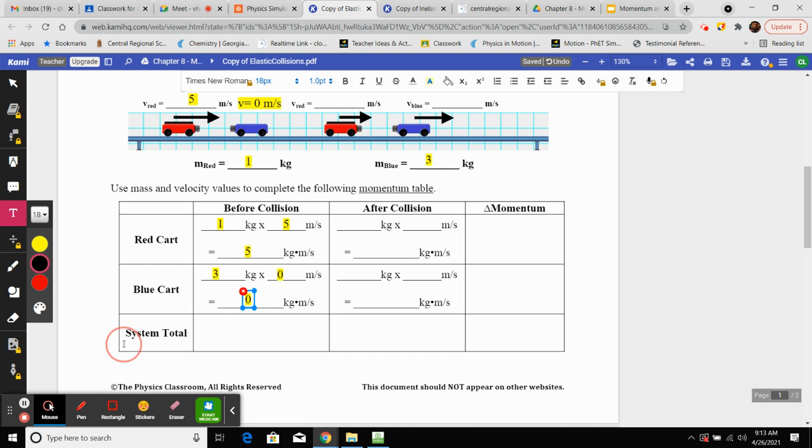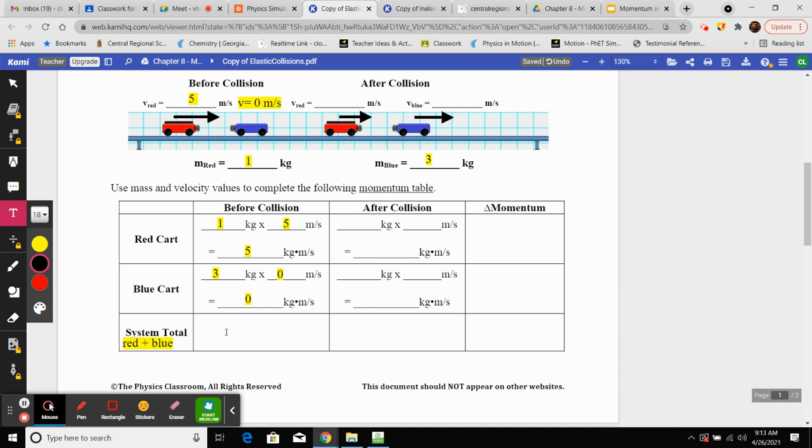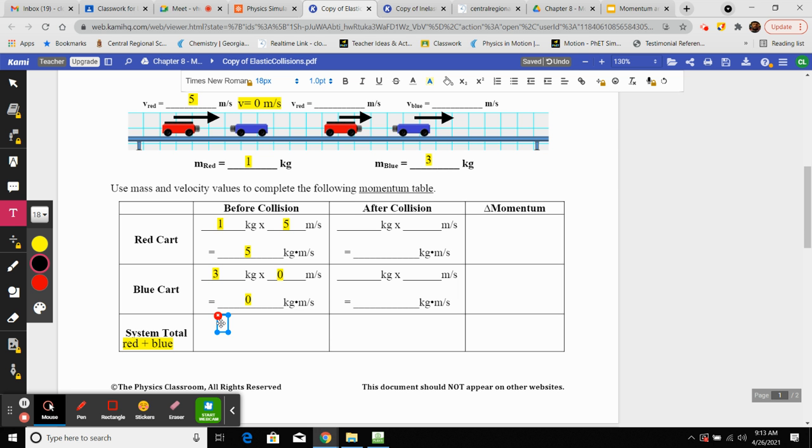So when it says system total, you add the red and blue car. So here's the momentum for the red car is 5, right? And what is the momentum of the blue car? 0. So we're just going to do 5 plus 0, and that is going to give us 5 kilogram meters per second as our total momentum before collision. Based off the notes that we were just using, the momentum before the collision has to equal the momentum after, right? That's what we should wind up seeing.